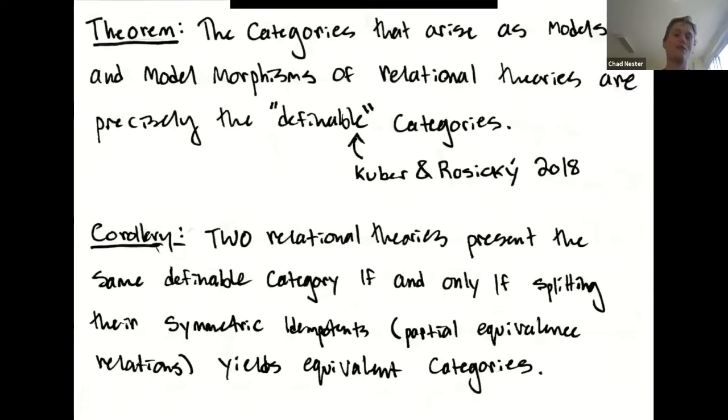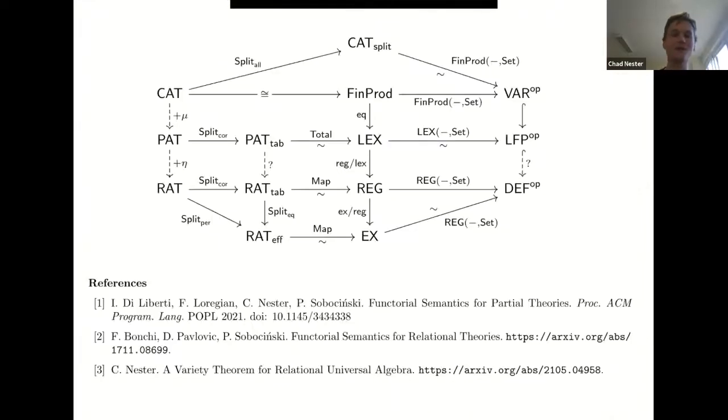There's a variety theorem for this notion of theory as well. The categories that arise as models and model morphisms are precisely the definable categories. We're not going to talk about that, but they're a thing. I would like to know more about them. I don't understand them very well. It's a sort of recent notion. We also get Morita equivalence as a corollary. Two relational theories present the same definable category if and only if splitting their symmetric idempotents yields equivalent categories, which is exciting because symmetric idempotents are the same thing as partial equivalence relations. And I think maybe this explains why partial equivalence relations show up all the time in categorical logic, but we'll see. And that's the end of my talk.